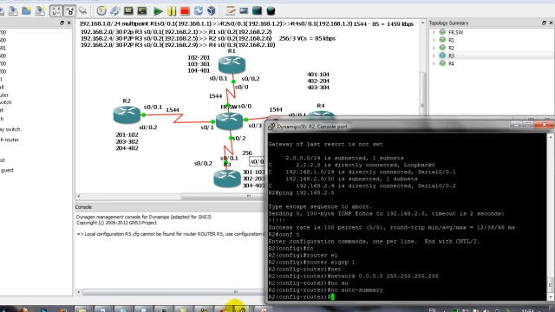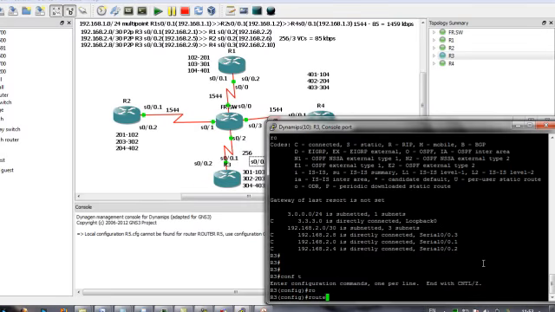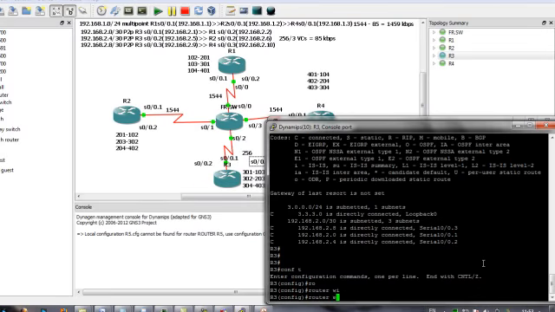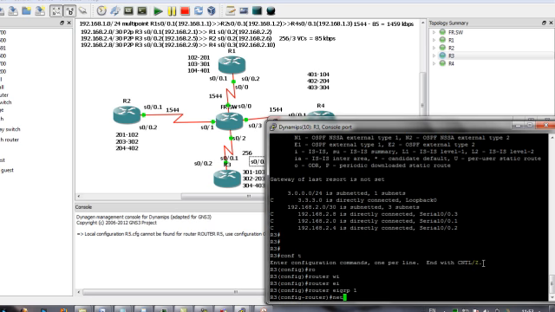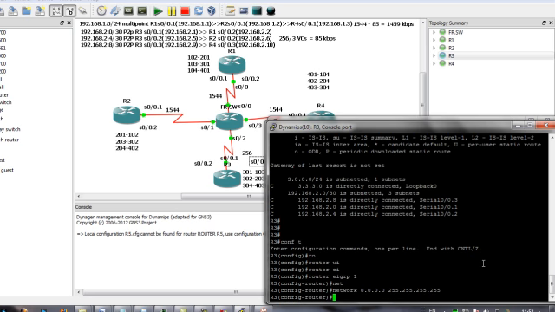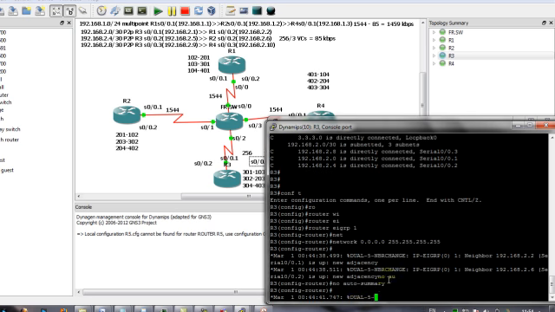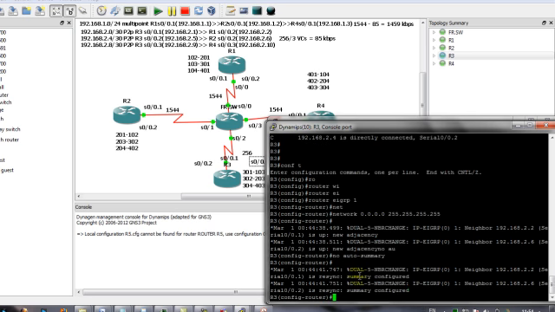Now to router 3. Conf t, router EIGRP 1, network 0.0.0.0 255.255.255.255. And now, look at this. Here we have adjacency between router 3 and router 2 with router 1.